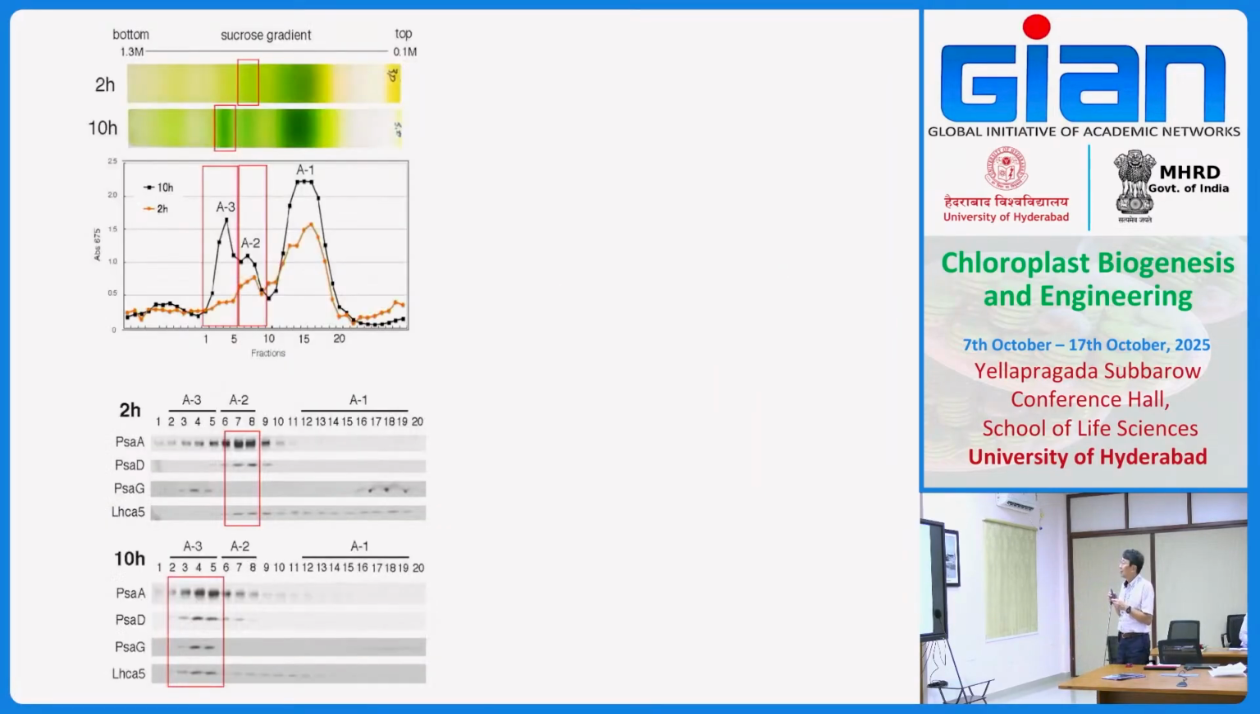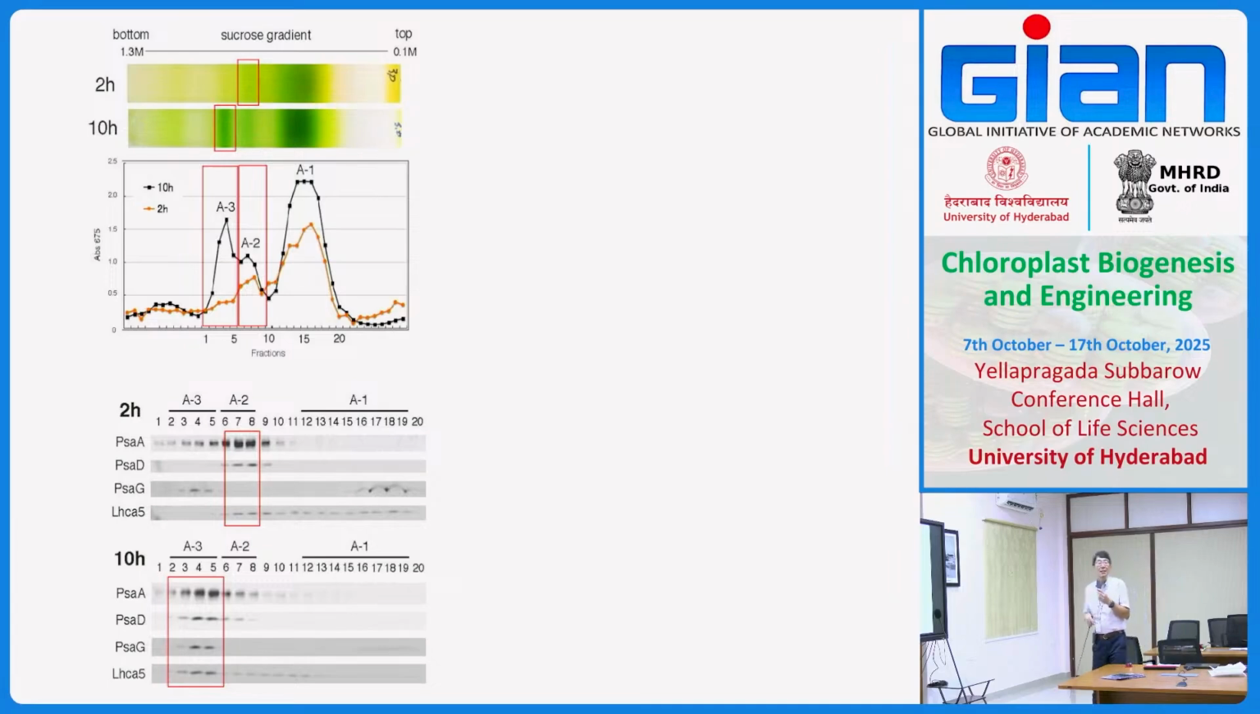Okay, so what happens when greening? Greening is when yellow cells become green during light illumination. So what happened during greening? This is 2 hours. After 2 hours of illumination, and this is 10 hours, fully green. So what happens? We isolated thylakoid membrane that was not present in etiolated yellow chloroplasts, but starts to be synthesized during illumination.